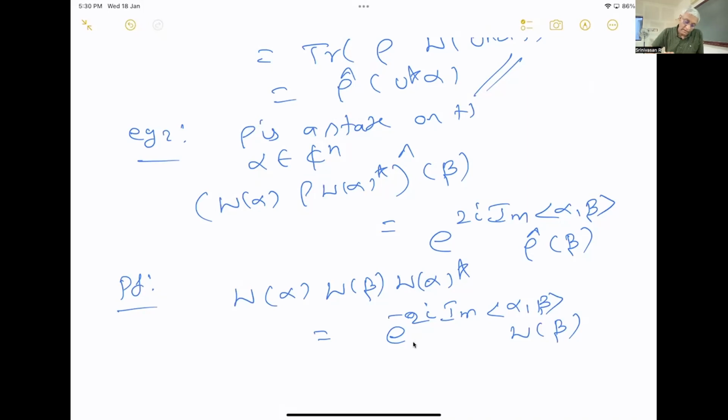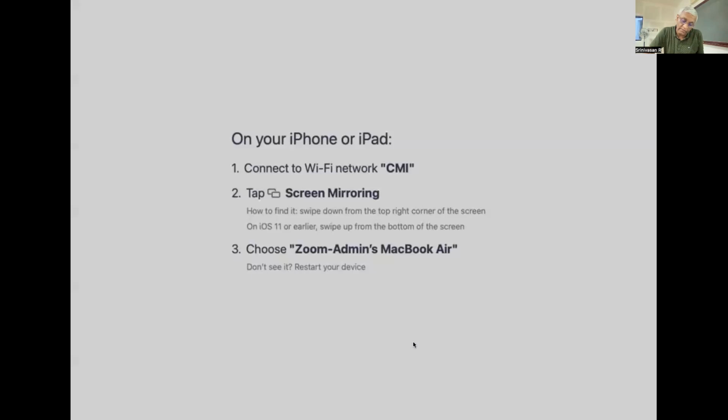So because of this, now we want to talk about W of alpha rho W of alpha star, hat at beta, which is nothing but the trace of W of alpha rho W of alpha star W of beta.